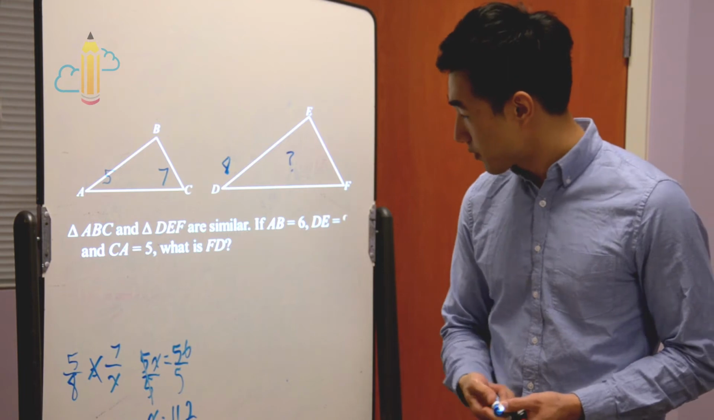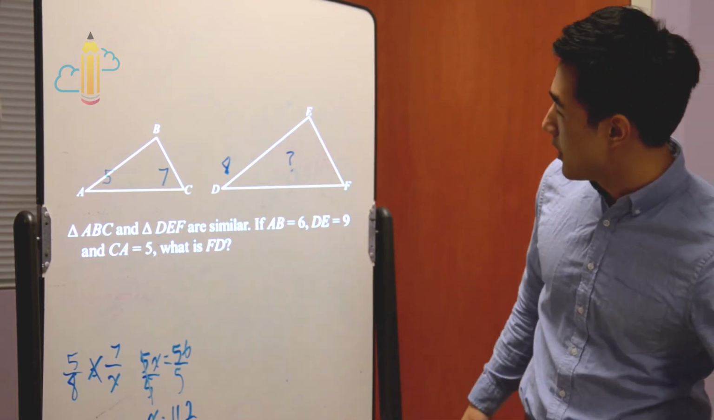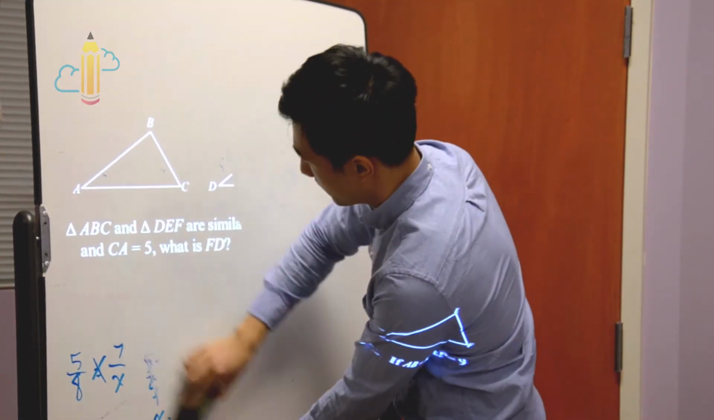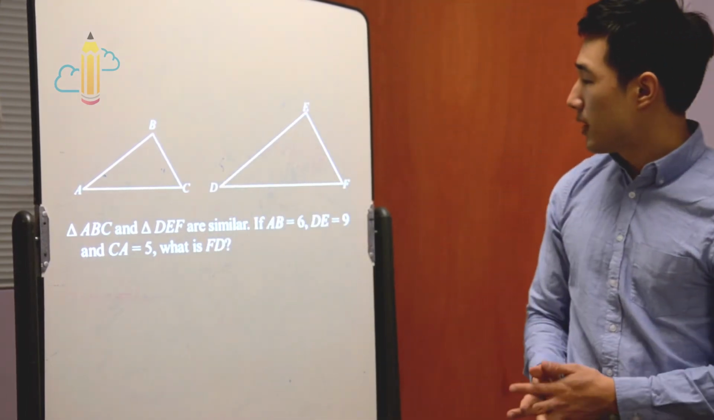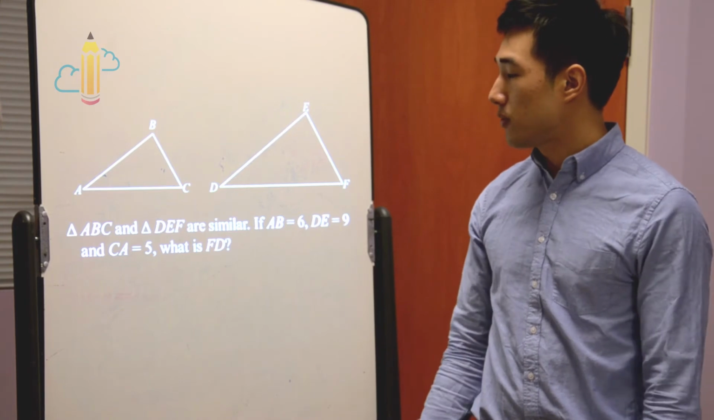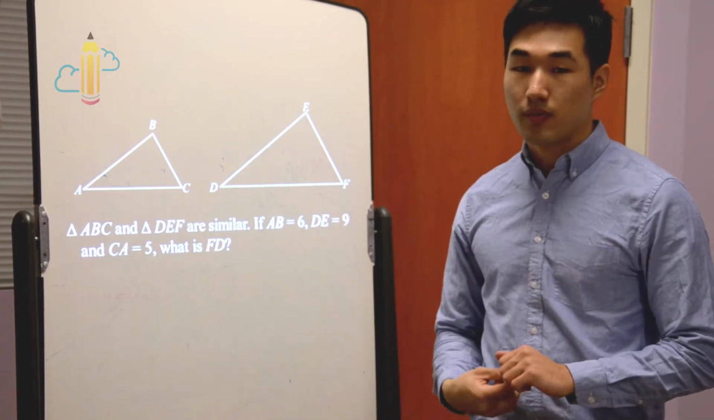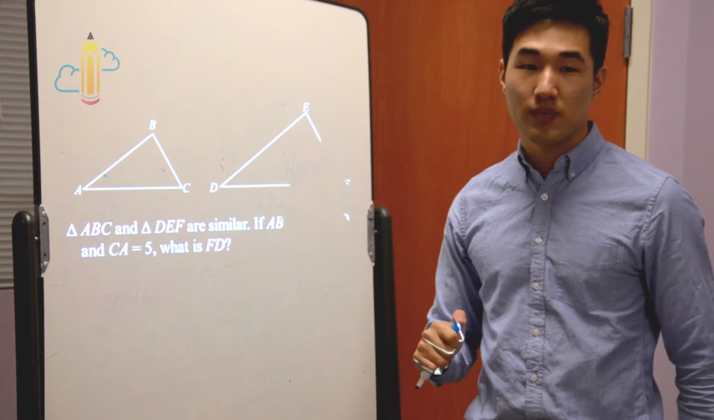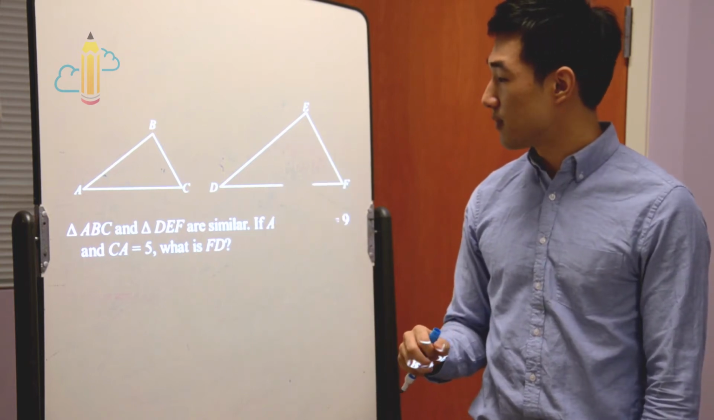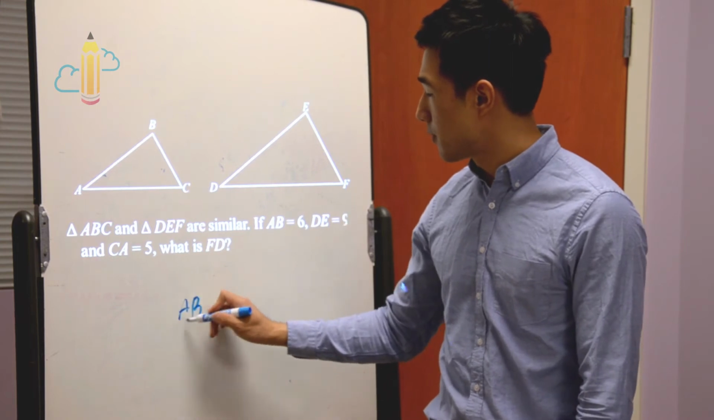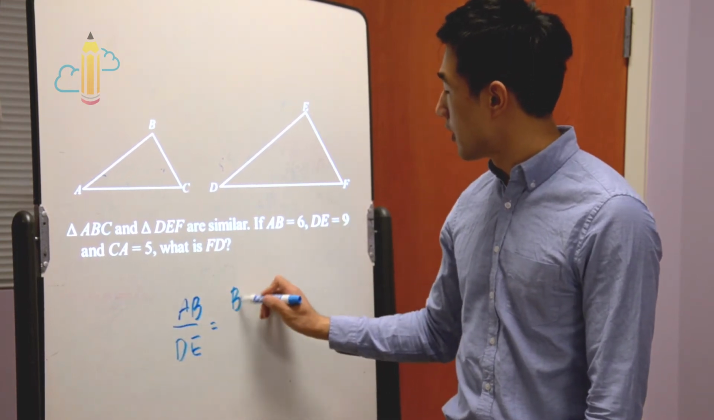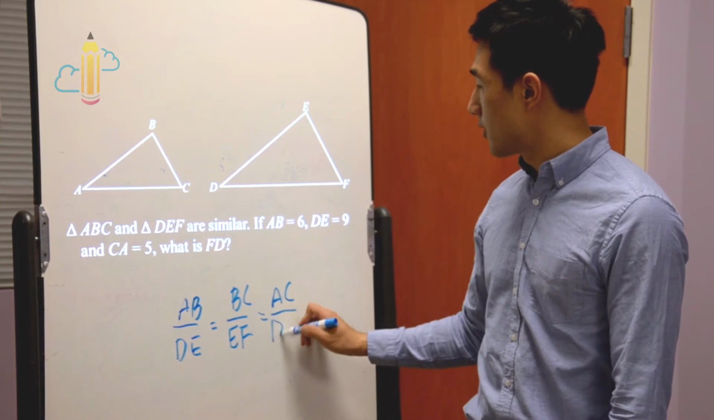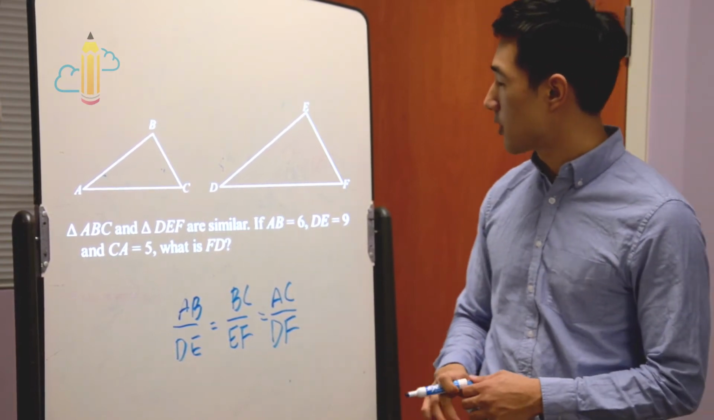Alright, so let's try a problem. So if triangle ABC and DEF are similar, and if AB equals 6, DE equals 9, and CA equals 5, what is FD? Okay, so Christina, can you help me to set up the ratios? Yeah. AB over DE equals BC over EF. And it equals AC over DF.